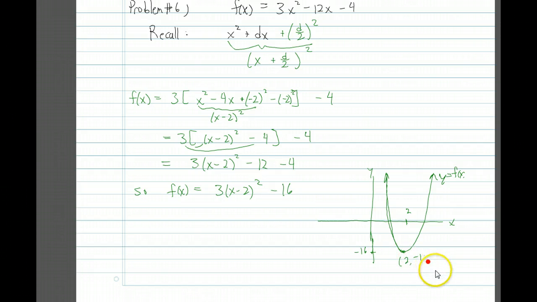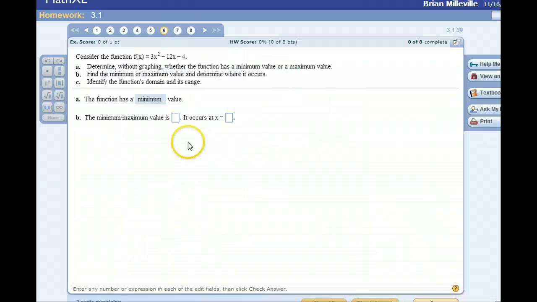We know what the vertex is now: 2, negative 16. So the range is from negative 16 to infinity. The minimum value is negative 16. It happens when x is equal to 2. So now let's go back and answer those questions. The minimum value is negative 16. It happens at x equals 2.